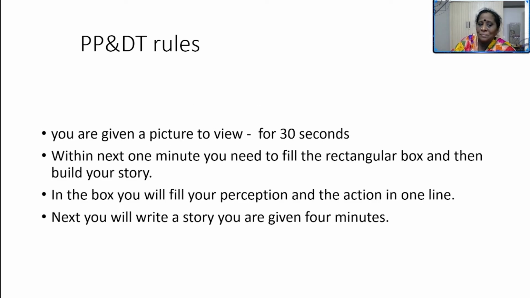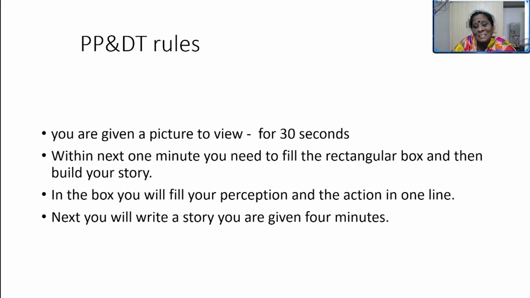The rules. In this PPDT, you are given a picture. In fact, you are shown a picture. You view this picture for 30 seconds. Then within 1 minute, you need to fill the rectangular box and then build a story. In the box, your perception and the action in one line you need to write. And the next, for 4 minutes, you write a story.